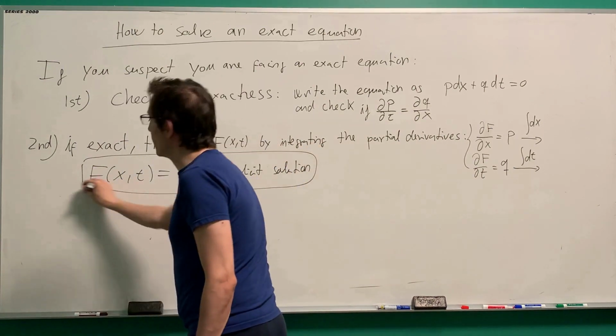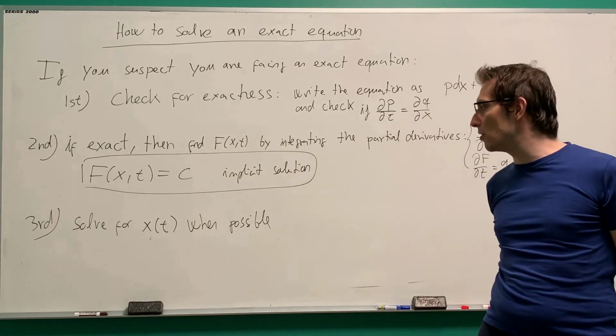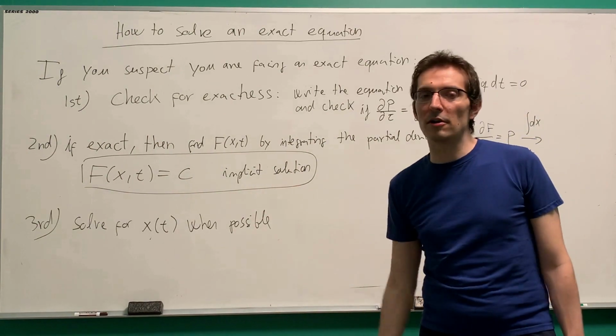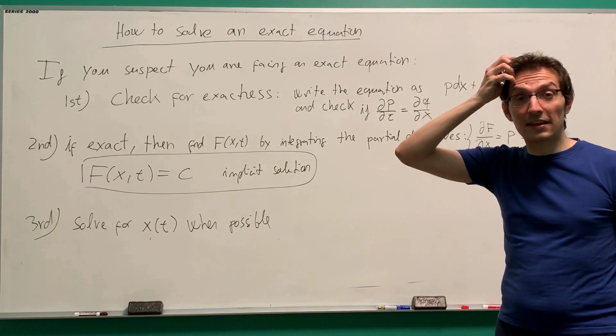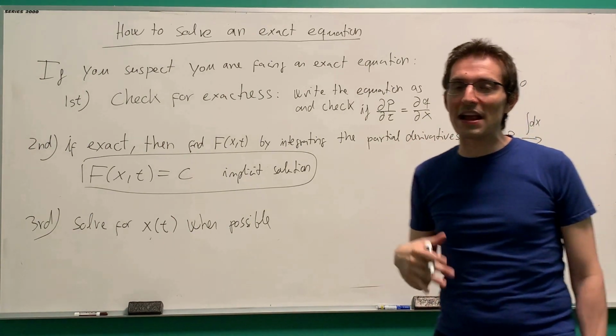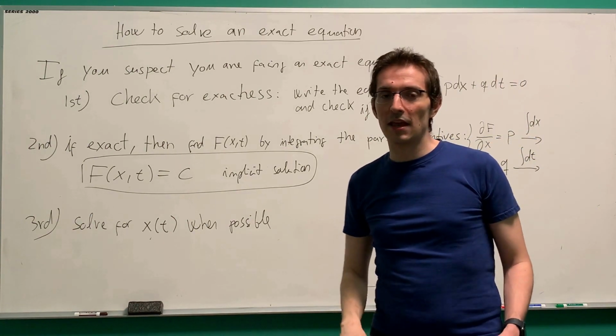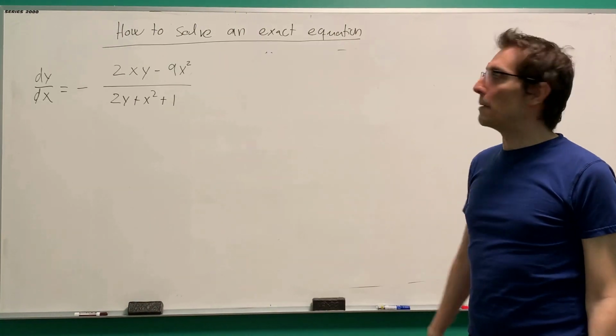Then one final step: solve for x of t if you can isolate one of the variables. Not always will it be possible, but when it is, please do it. So those are the steps to solve exact equations. The last thing that I'm going to do in this video is to solve another example of an exact equation. All right, let me erase the board. Okay, we're going to solve this example.